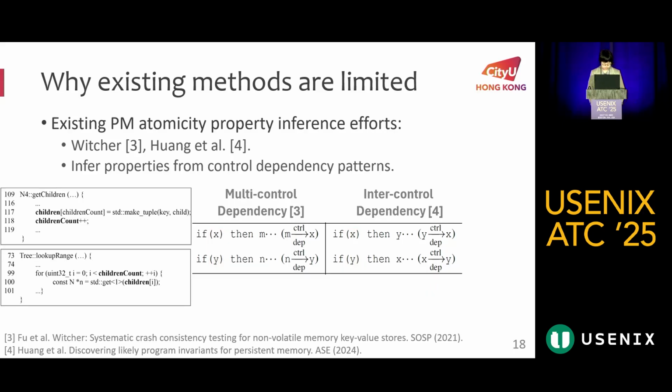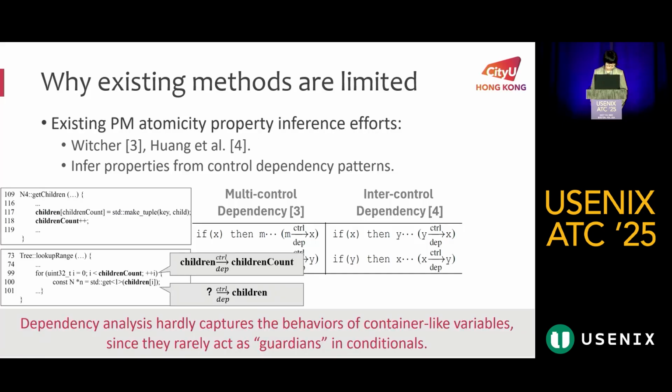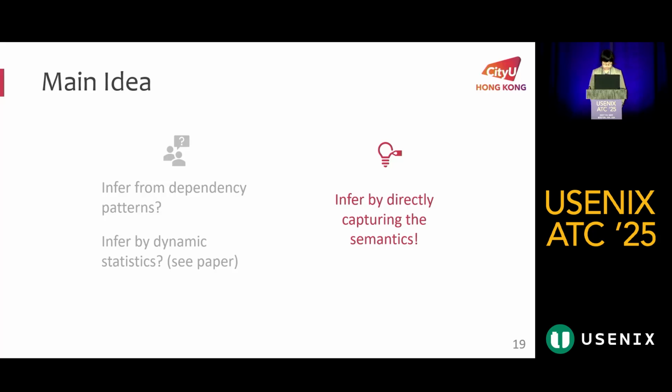However, if we consider the counting correlation, a container-like array rarely acts in such a role in the program. They rarely appear in the if conditions to guard other variables. So that's why the dependency analysis approach hardly captures the behaviors of container-like variables and fails to infer such properties. So our idea is to infer the counting-related atomicity properties by directly capturing the semantics.